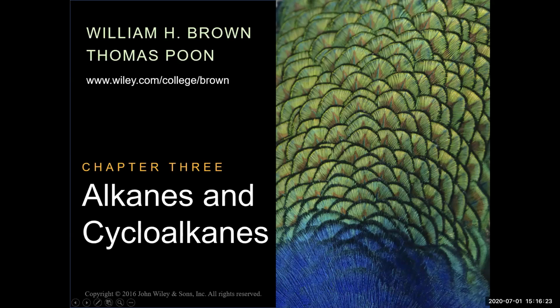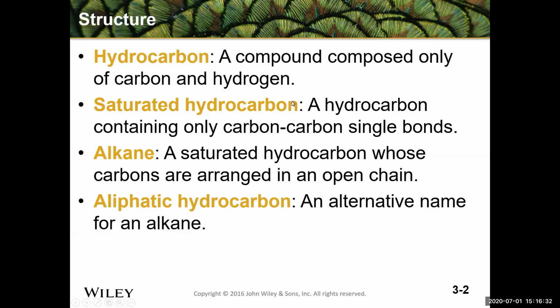Okay, so now I want to talk about alkanes and cycloalkanes. Alkanes and cycloalkanes are hydrocarbons. Hydrocarbons are a class of compounds that contain only carbon and hydrogen. We're going to look at saturated hydrocarbons in this unit. A saturated hydrocarbon is a hydrocarbon that contains only carbon-carbon single bonds.